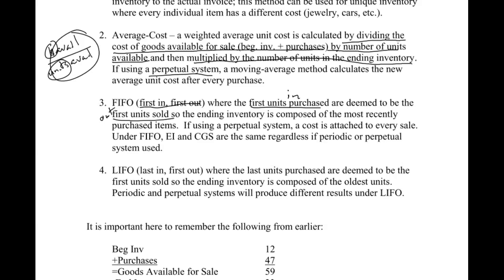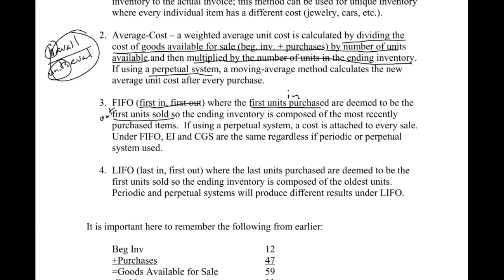All right, so if we're using a perpetual system, a cost is attached to every sale. Okay, same thing as what we just mentioned for the average cost. And then under FIFO, the two items are the same regardless. The ending inventory and cost of goods sold are both going to be the same regardless of periodic or perpetual. So we'll see that in just a second when we start going through an example.